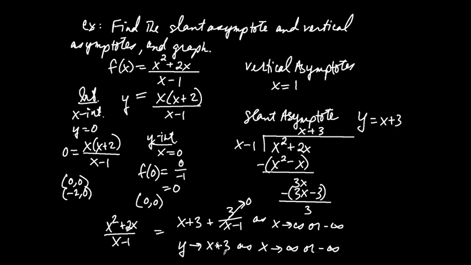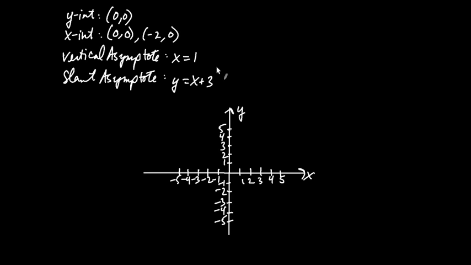Okay, let's go ahead and put this all together on the next page and graph this rational function. So here's our information. We have intercepts at 0, 0. Let's graph that. Plot that point. We have one at negative 2, 0. And we have a vertical asymptote x equals 1. Let's go ahead and draw that in first. So there's my vertical asymptote.